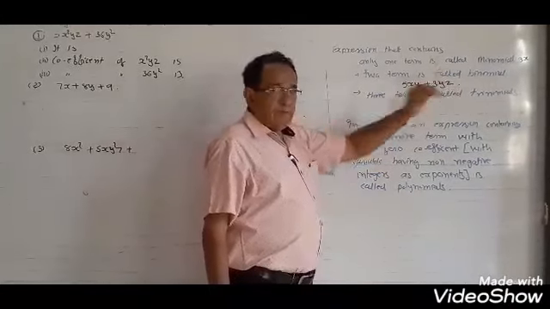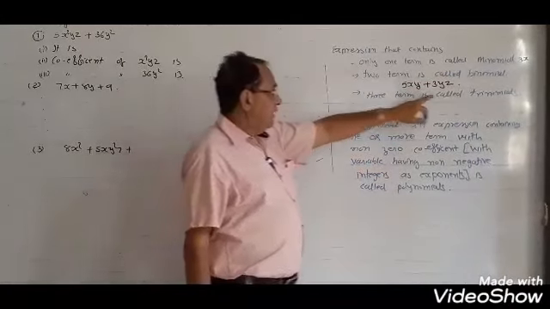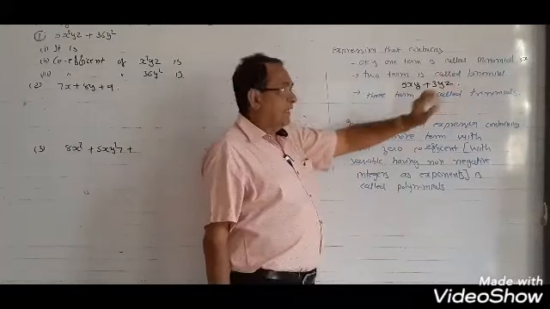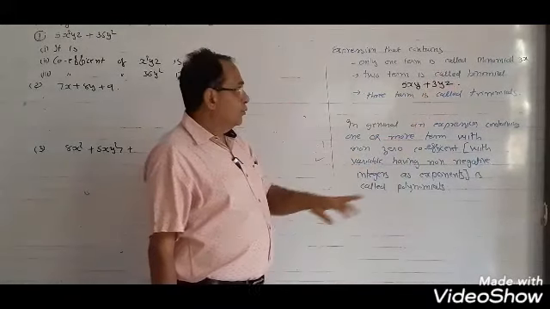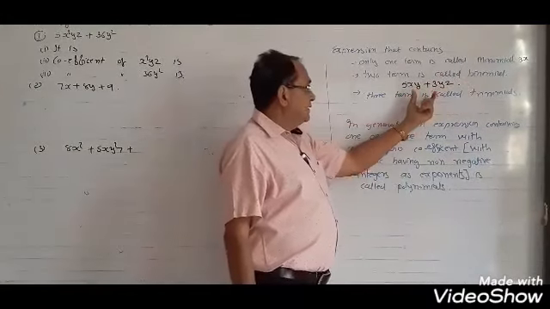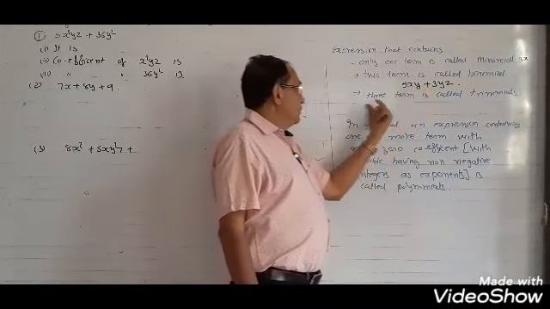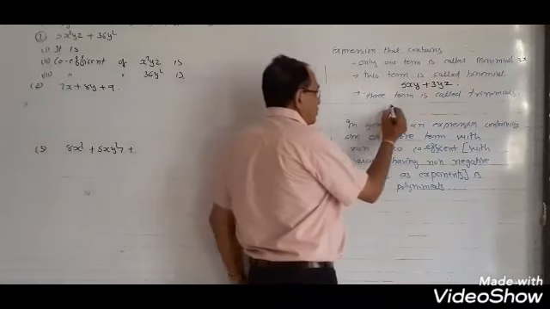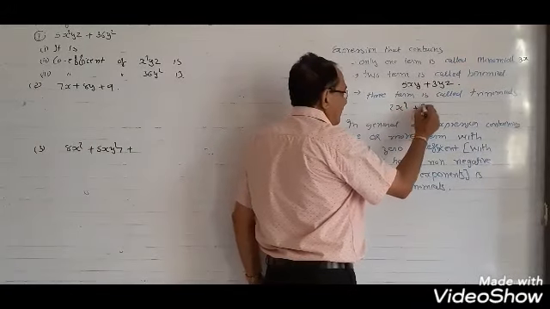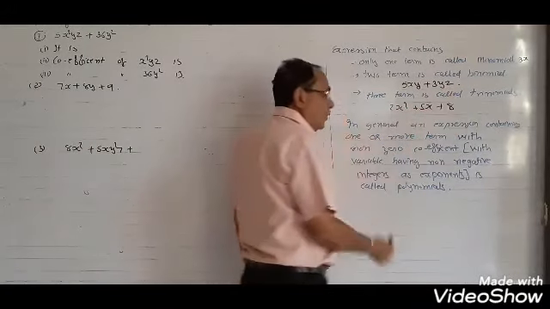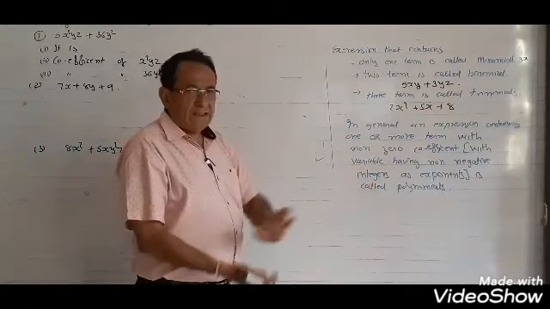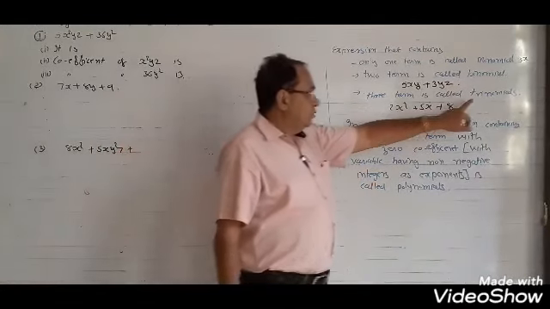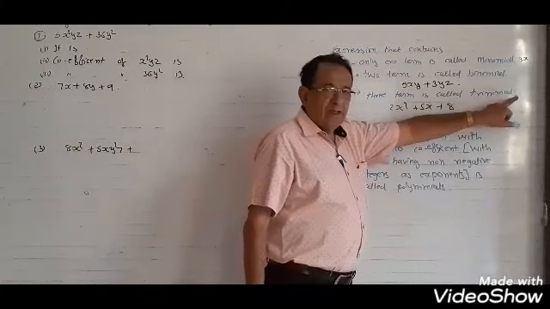5x plus 3yz. How many terms are there? 2. So it is known as a binomial. Now, if an expression has 3 terms, suppose 2x square plus 5x plus 8y, how many terms are there? 3. So it is known as a trinomial.